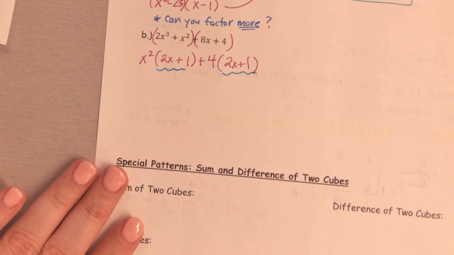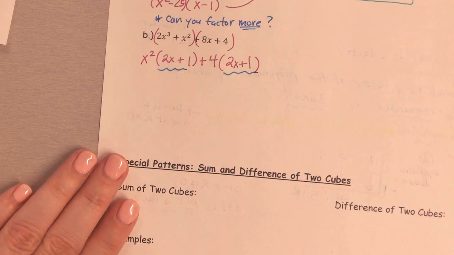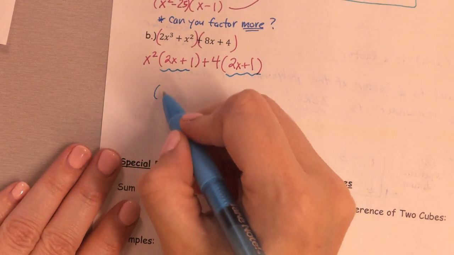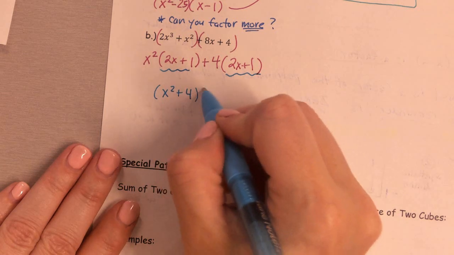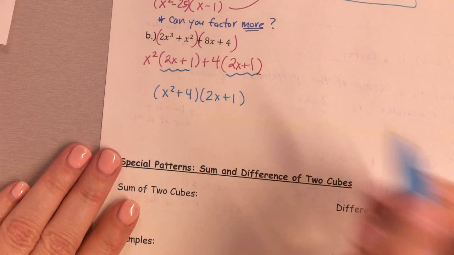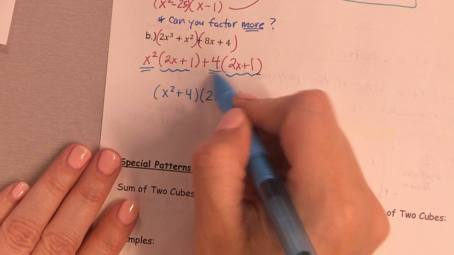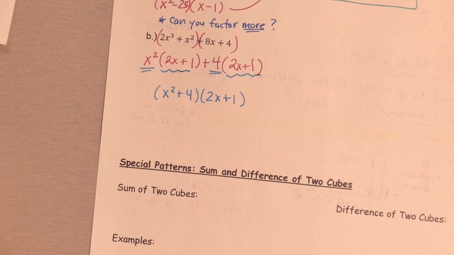And then, Aurora, can you tell me how you're going to rewrite this one? X squared plus 4 and 2x plus 1. Great. And then we can factor in more. Okay, so now we're going to see if we can factor more.